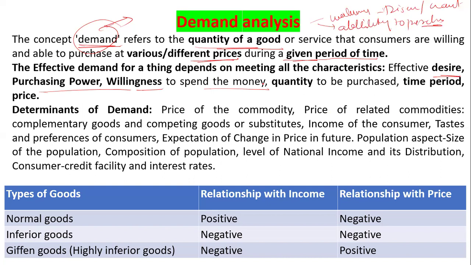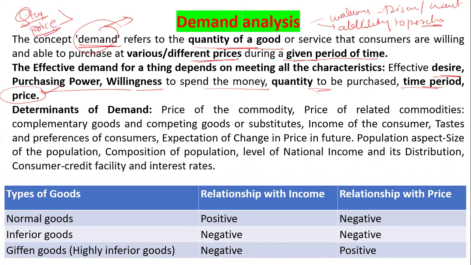So they have a desire, they have purchasing power, and a willingness to pay money and spend the money. The quantity to purchase, how much quantity to purchase, and the time period are also important, and the most important is the price. So demand is nothing but quantity and price. There is a relationship between the quantity and the price.